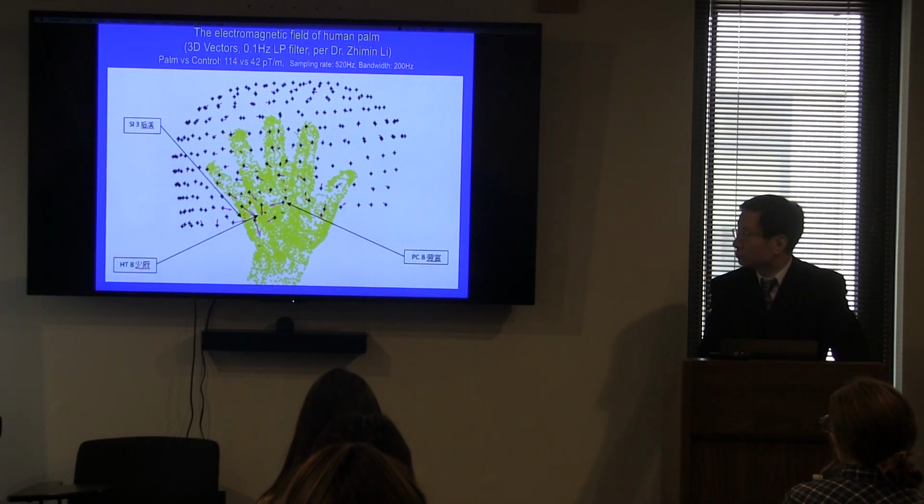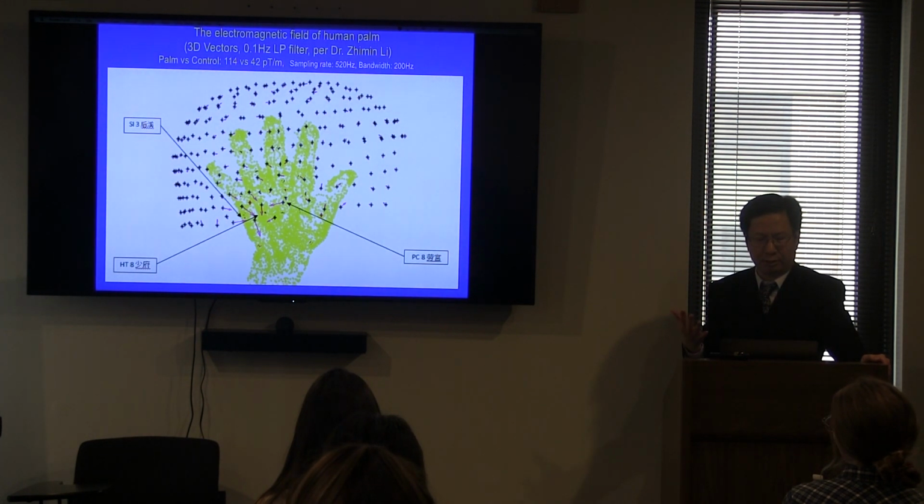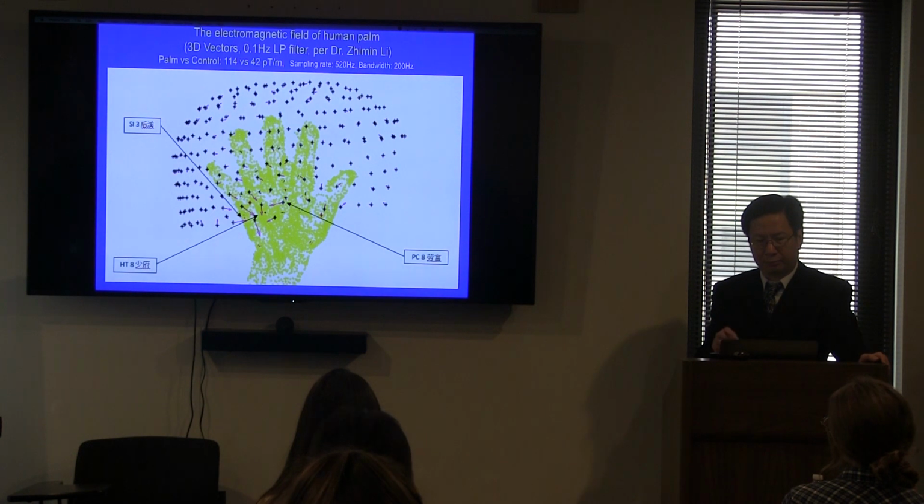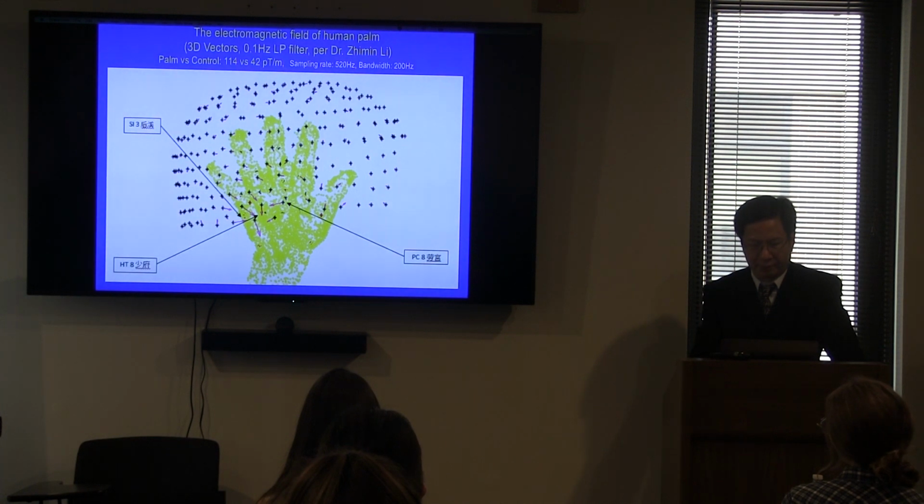So here is a figure, basically a measurement of the electromagnetic field on the human hand. When you use a very sensitive magnetometer, like the one used in MEG, it can detect very weak electromagnetic fields, and you can see that around the acupuncture point there tends to be a higher intensity than the surrounding area, and that is somewhat different from the blood vessel distribution and the nerve distribution on the hand.